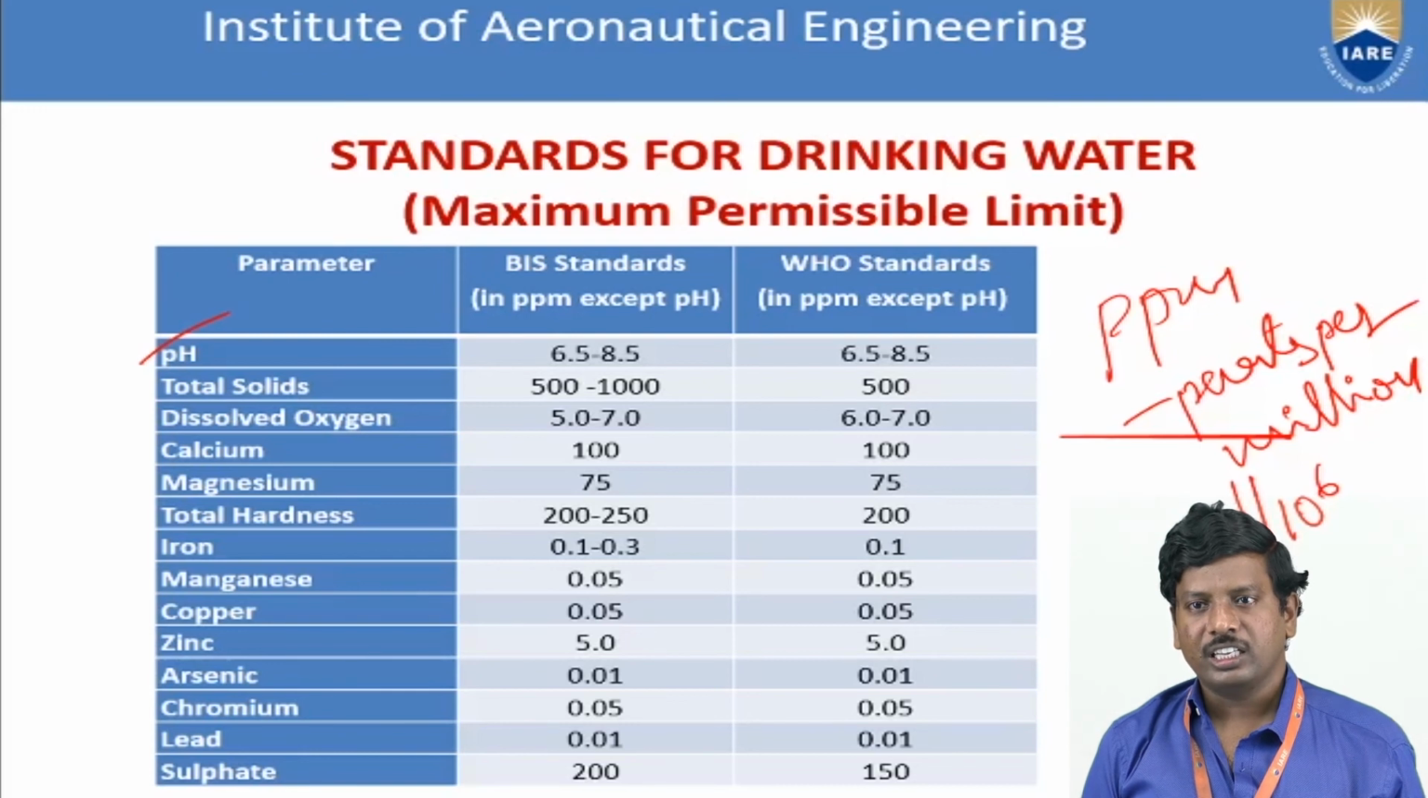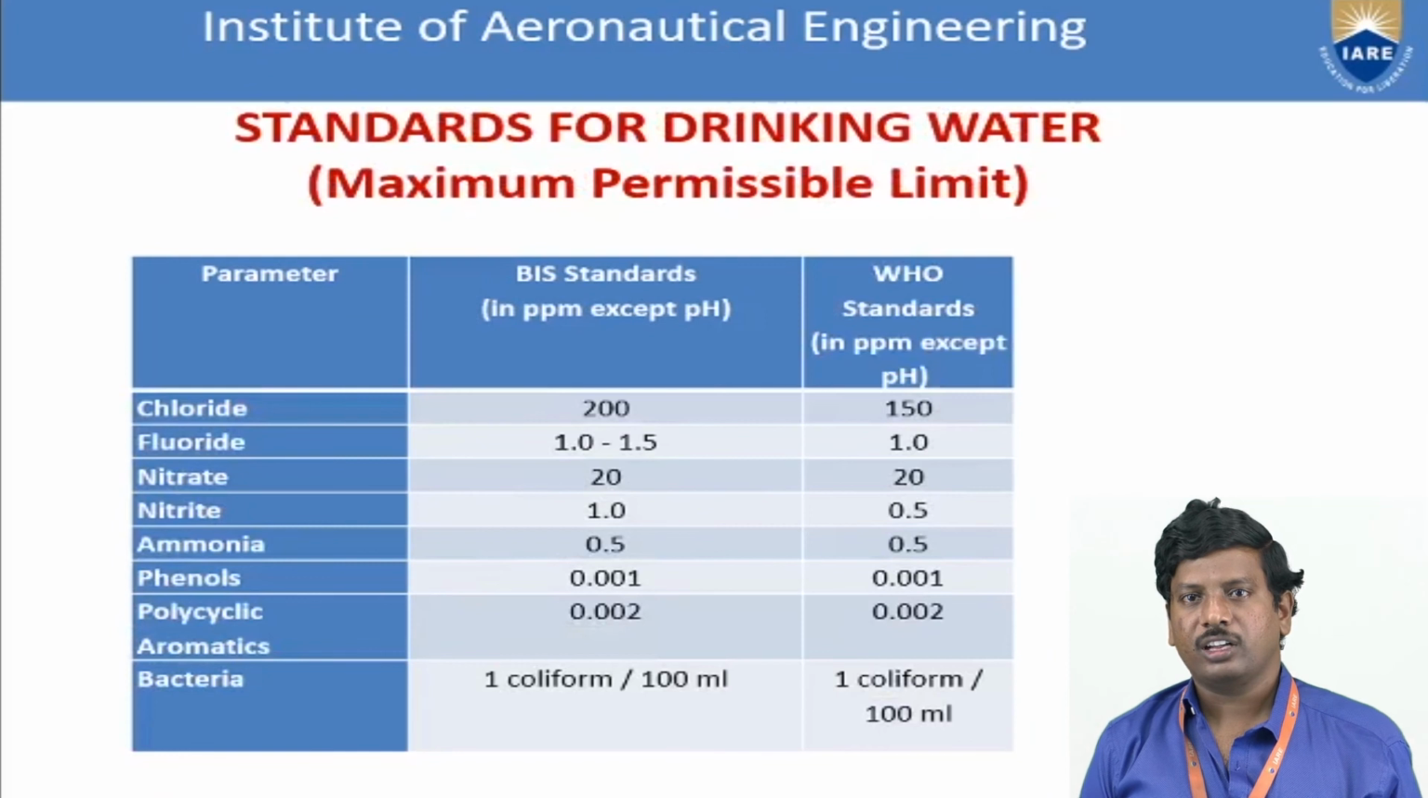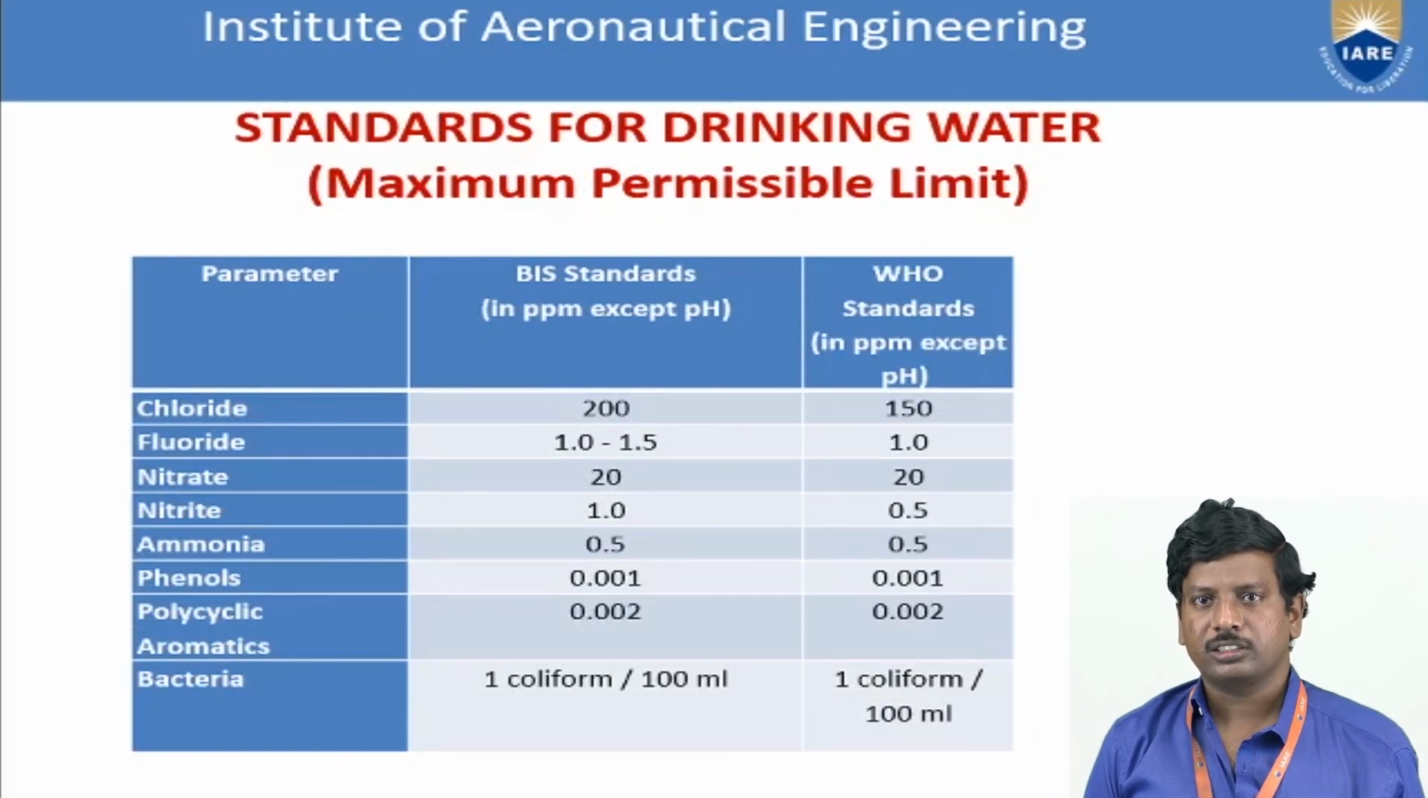And the final one here is sulfate. It is up to 200 ppm according to BIS standards, and WHO standards lie at 150 ppm. And next are the anions which are present in the water samples. First one is chloride. It is up to 200 ppm as per BIS standards, and as per WHO standards it is 150 ppm.